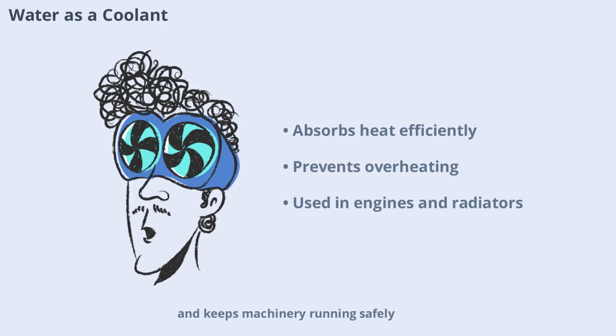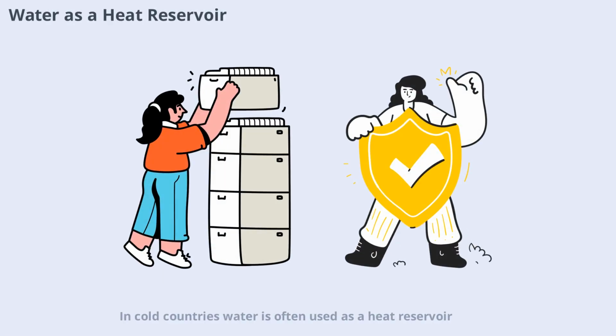In cold countries, water is often used as a heat reservoir for wine and juice bottles to prevent freezing. Because of its high specific heat, water can give off a large amount of heat before it itself freezes. This property helps protect delicate liquids from freezing even when temperatures drop below zero.